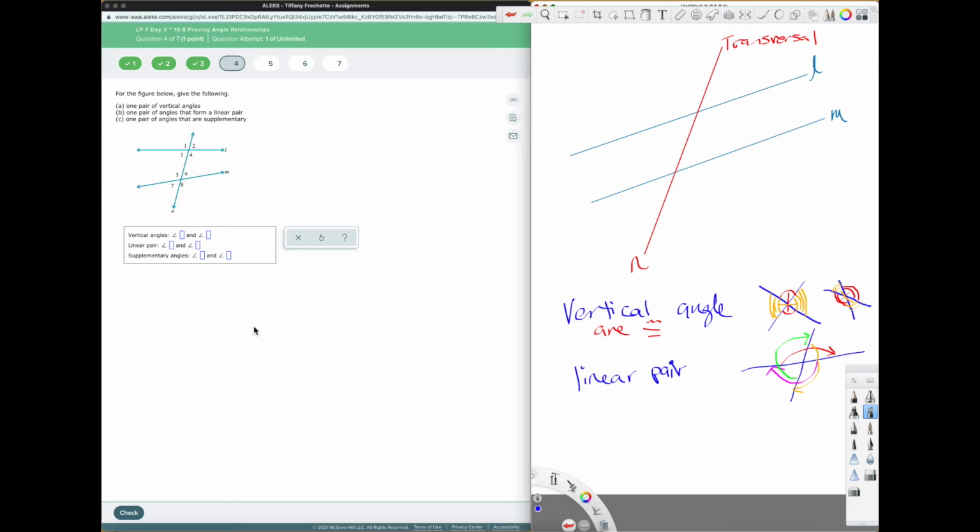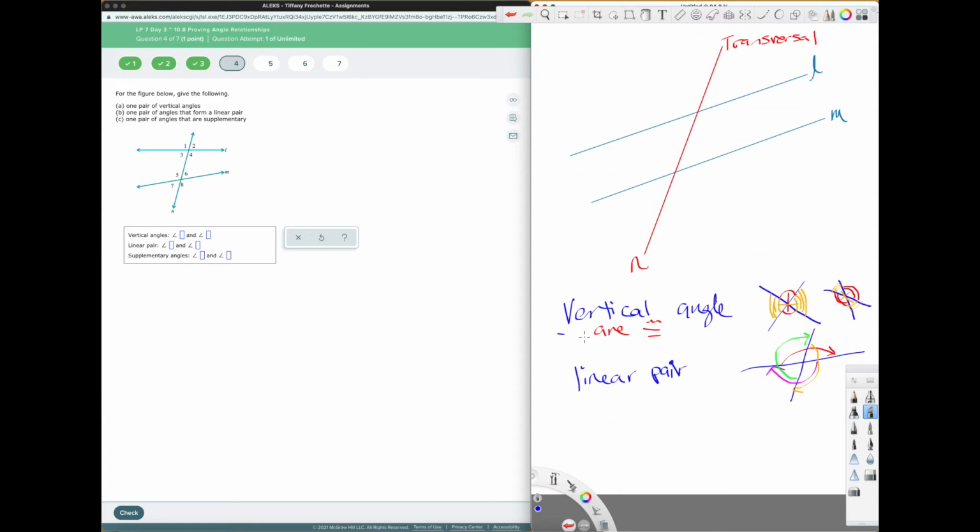They might ask you for supplementary or congruent. I've seen both questions on this type of problem. So supplementary goes back to they add up to 180 degrees. If they ask you for a congruent angle, then you're going to come over here and focus on the vertical angle.